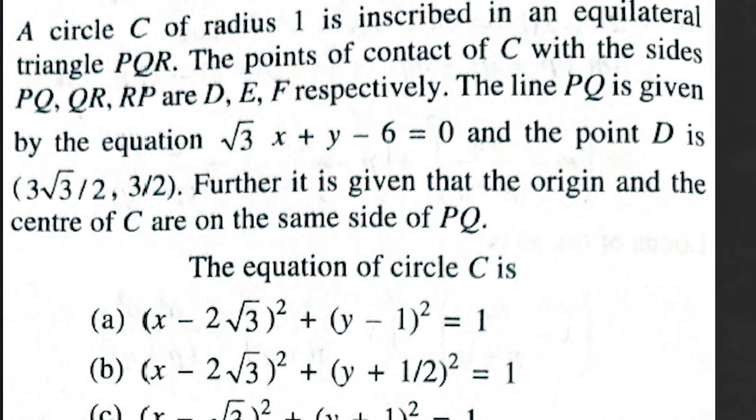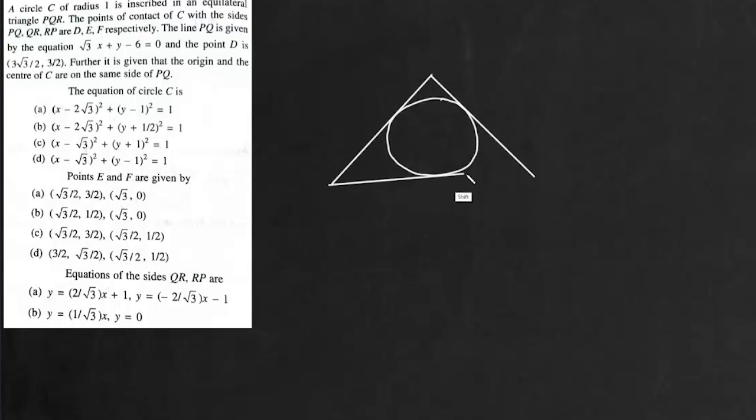So we have this triangle PQR and there is a circle C which is inscribed in it. So what we'll do is we'll first draw this circle C, and then we have this triangle PQR. So this is P, this is Q, and this is R. This is the circle C. Radius of the circle is 1 unit. The points of contact of C with the sides PQ, QR and RP are D, E, F. So this is D, this is E, and this is F.